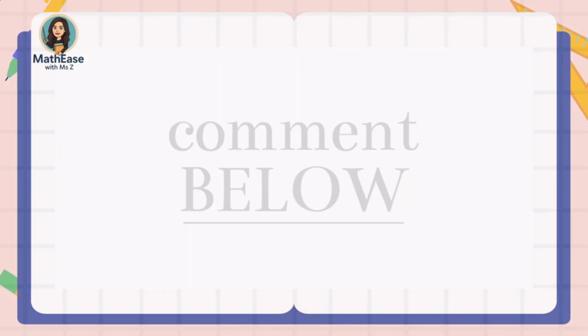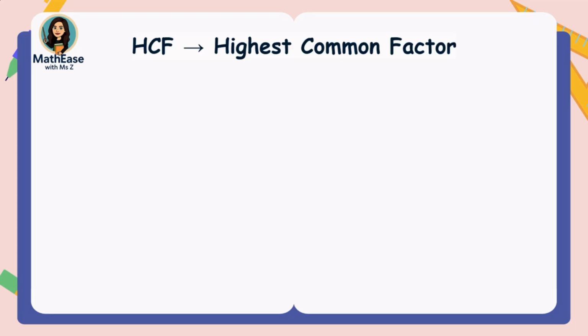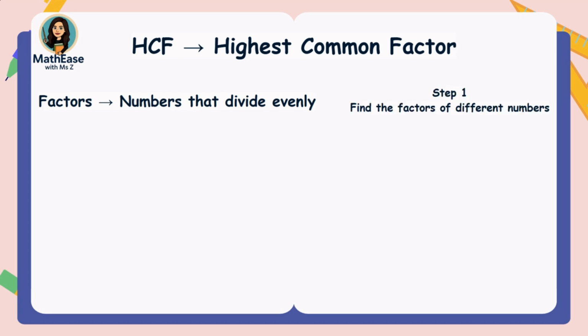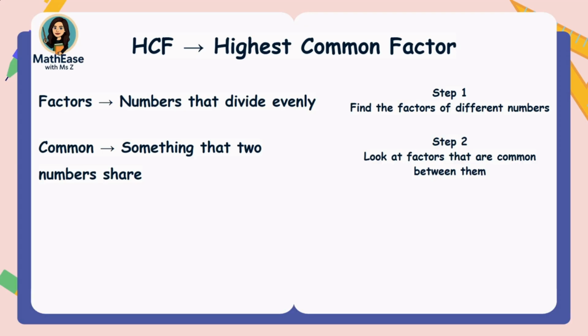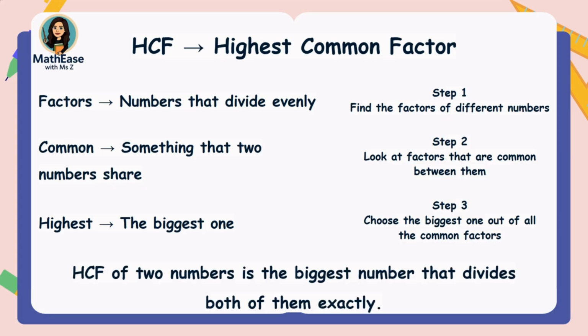Okay, now let's actually understand what the HCF means. The word itself tells us a lot. Highest common factor. Factor means numbers that divide evenly. So we're going to find the factors of different numbers. Common means something that 2 numbers share. So we're going to look at factors that are common between them. And highest means the biggest one out of all the common factors. So basically, the HCF of 2 numbers is the biggest number that divides both of them exactly. See? It's not that difficult.